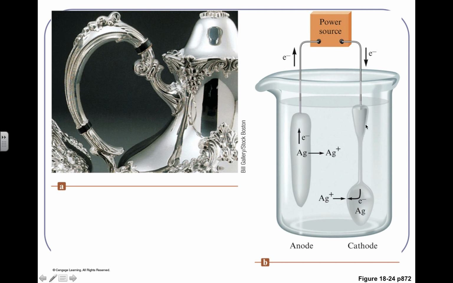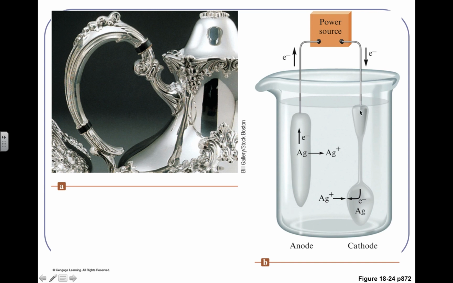So this is our cathode, and that's going to be the site of reduction. Well, the silver ions that are in this solution are going to be attracted to it. They're going to gain their electrons, and they're going to start to cover this spoon with silver. Meanwhile, our anode is the site of oxidation, and so these silver atoms are going to lose electrons. The electrons are going to go up and into the power source, and the atoms are going to go into solution as ions. So we're replenishing our source of ions, and you'll see the spoon start to get covered with silver, and the anode will actually get smaller.